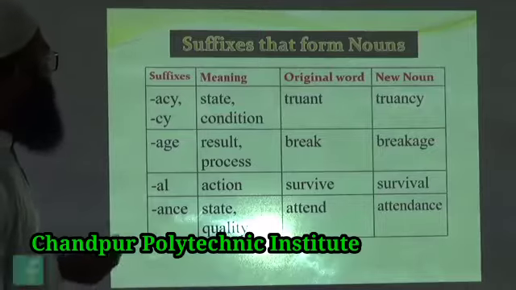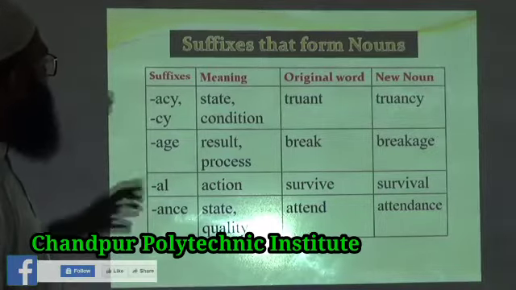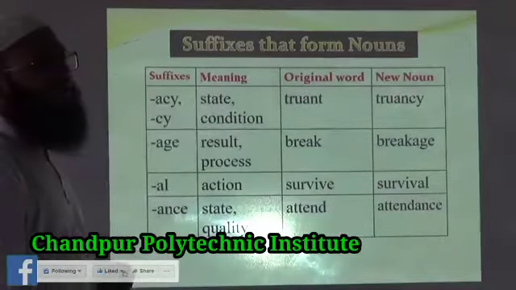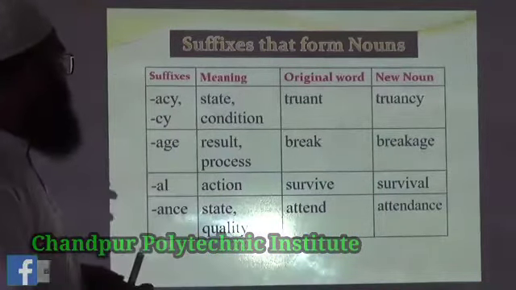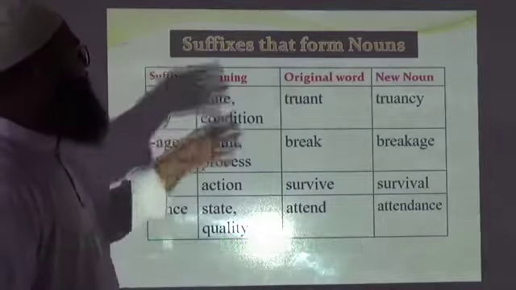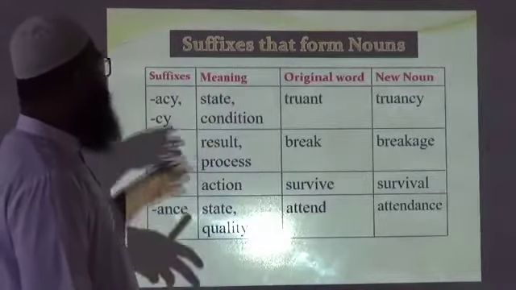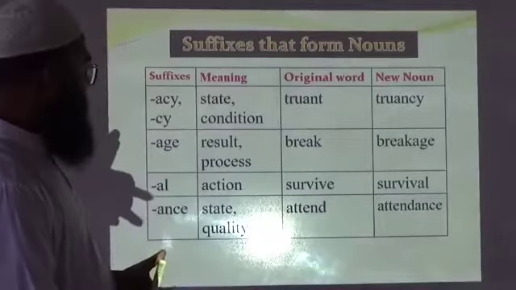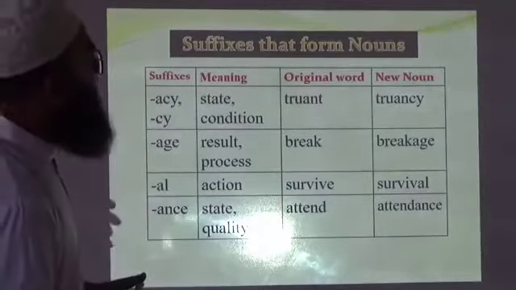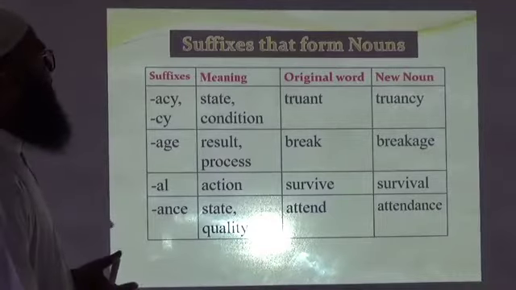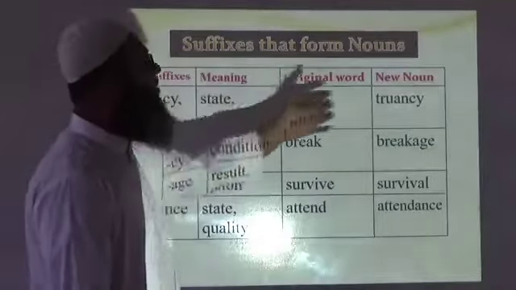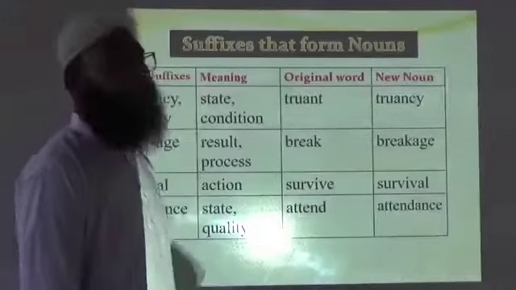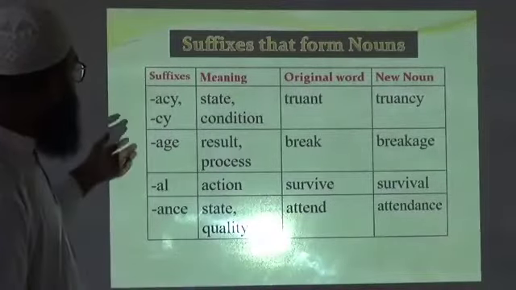First one, ACY or CY is a suffix. Its meaning is state or condition, that means situation, avastha. The original word is lazy. If I add CY at the end of lazy, then it will be lazy to laziness. You know, lazy is an adjective, it has become a noun.